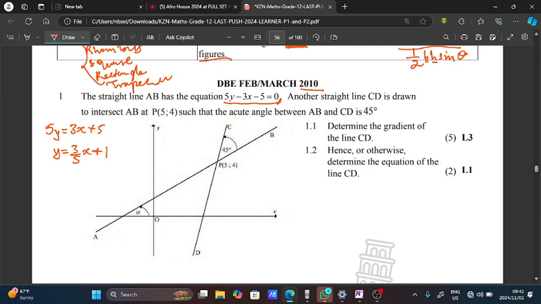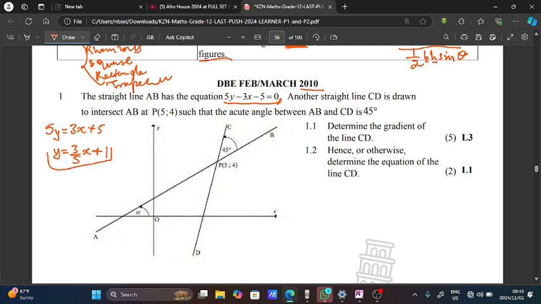Write what I'm writing, or write your own to compare. If you know it, write it faster than looking at what I'm writing, and after that we compare. So now, having written our equation in standard form, we know the gradient and then we know the y-intercept.